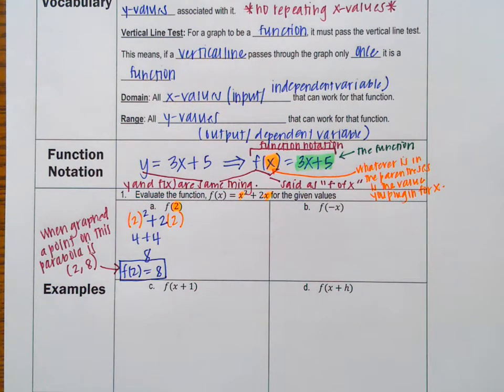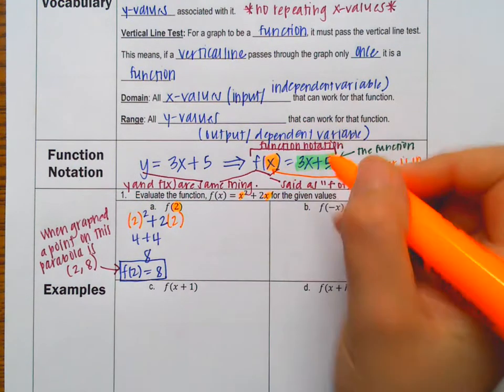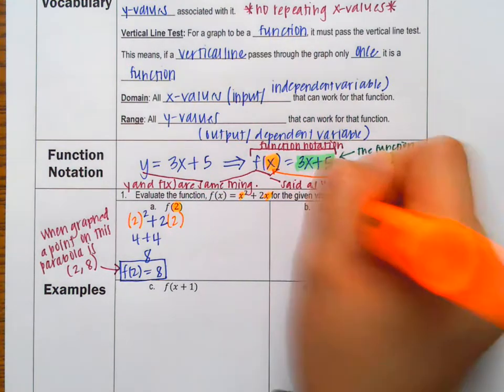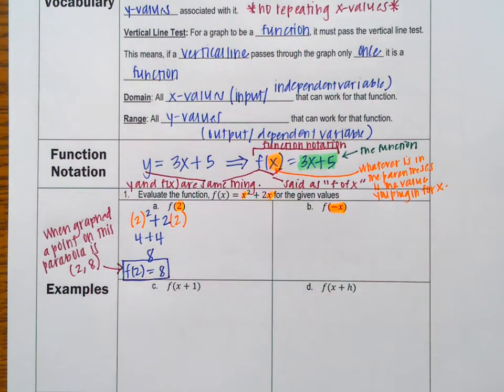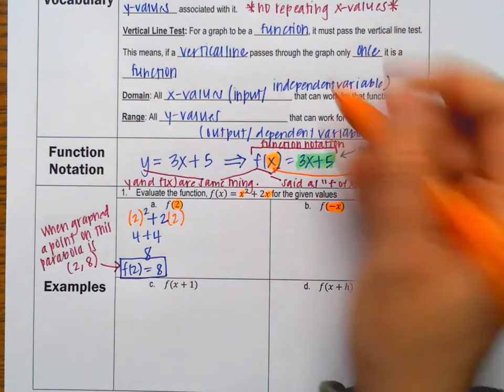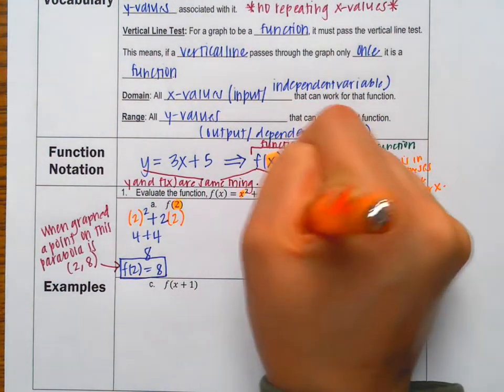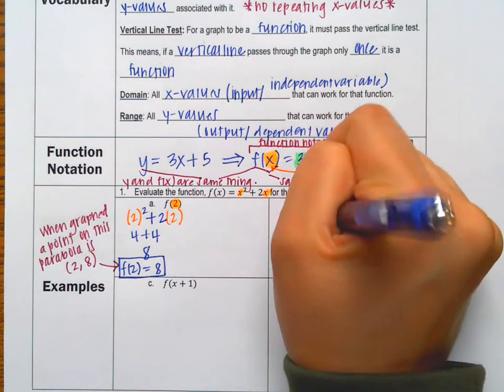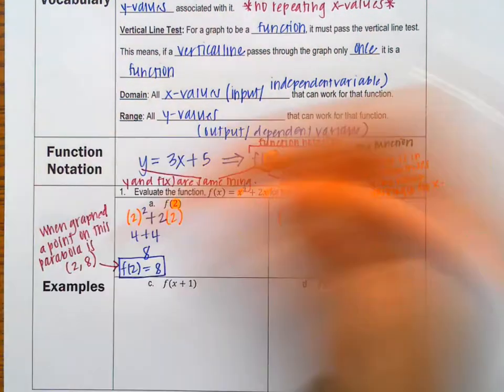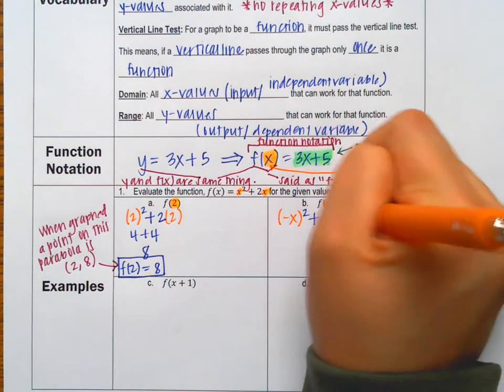Okay, now numbers, pretty straightforward. It gets a little trickier when there's actually just different letters or different variables that we're plugging in. So what's inside the parentheses is a negative x. So that means wherever there's an x, instead of writing x, we're going to write negative x. So that's going to be negative x squared plus 2, and instead of x, we're writing negative x.